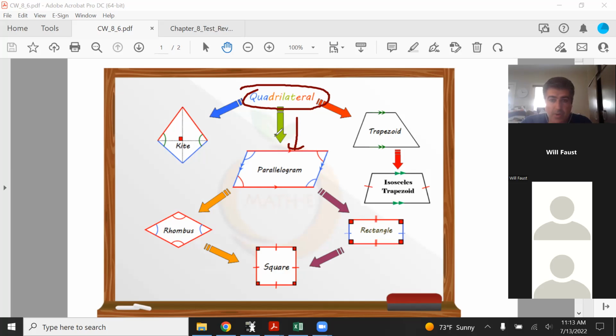All rhombuses are not squares. All parallelograms are not rhombuses, rectangles, or squares. So again, all squares are rectangles, all squares are rhombuses, all squares are parallelograms, not the other way around. So look at the arrows there, that helps.